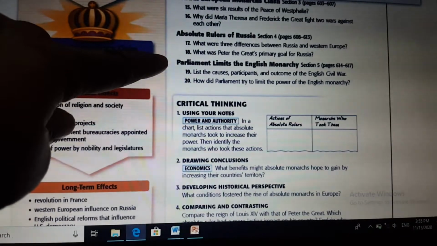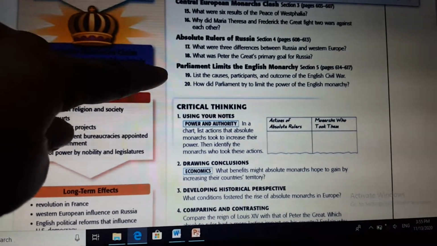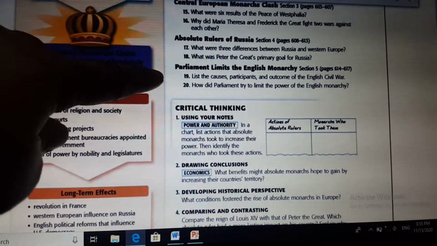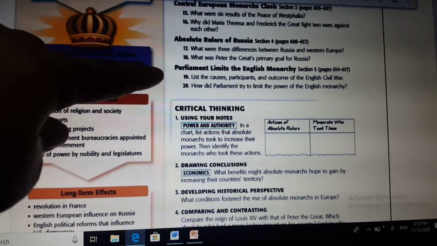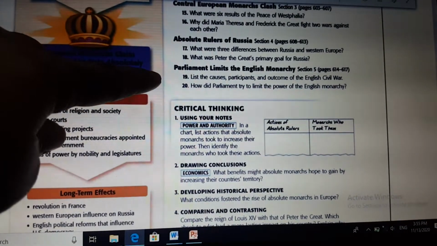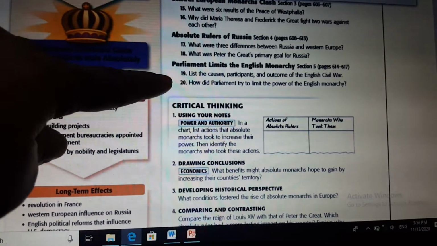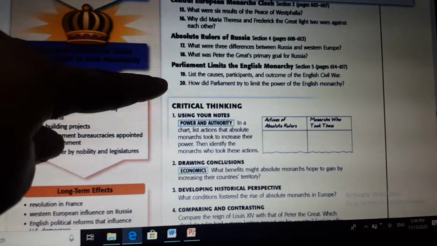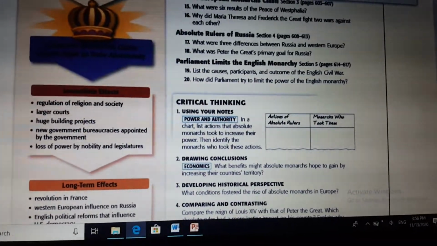The next section, Parliament Limits the English Monarchy, Section 5, pages 614 through 617. Question 19, list the causes, participants, and outcome of the English Civil War. And number 20, how did Parliament try to limit the power of the English monarchy?